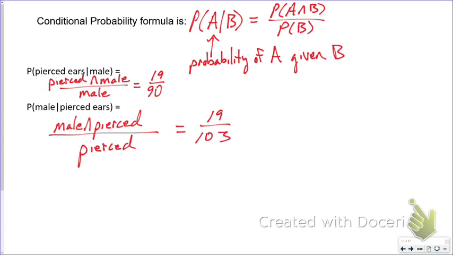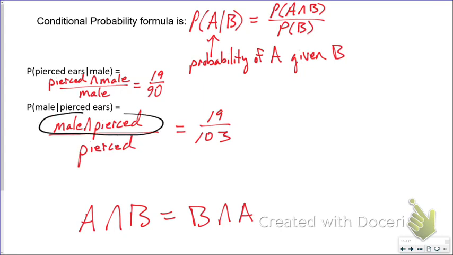So what I just now said, in the and statement, A and B is the same as B and A. Those are interchangeable. So that's why up here in the numerator I said that. Because these look different, but they are the same. Both are 19.